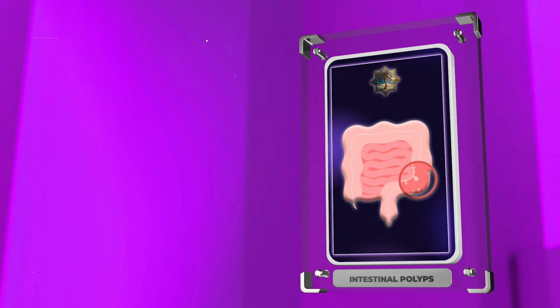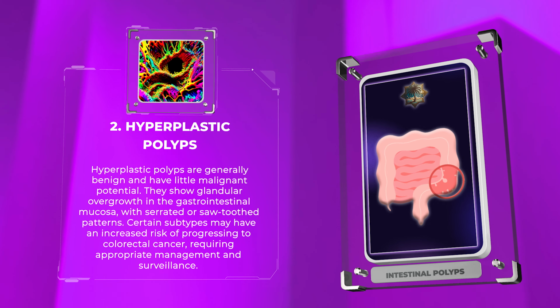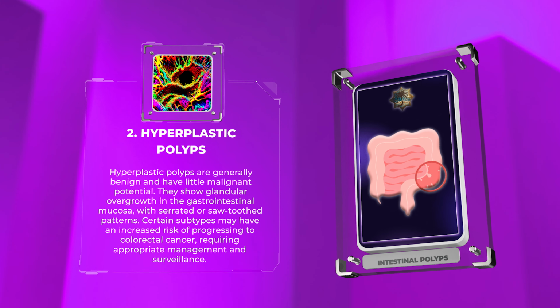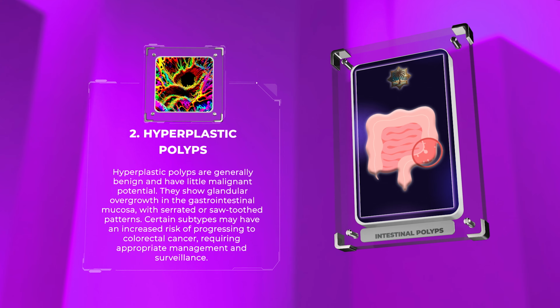Hyperplastic polyps are generally benign and have little malignant potential. They show glandular overgrowth in the gastrointestinal mucosa, with serrated or sawtooth patterns. Certain subtypes may have an increased risk of progressing to colorectal cancer, requiring appropriate management and surveillance.